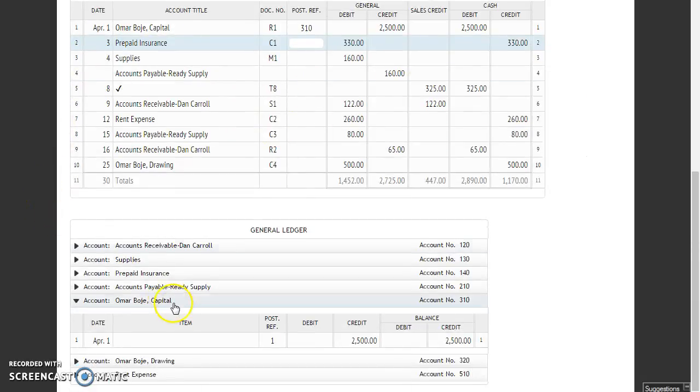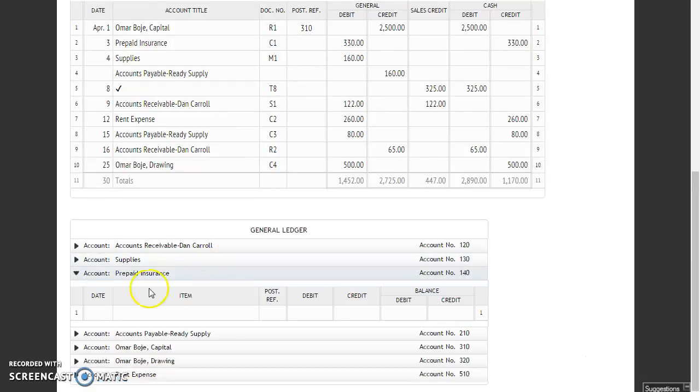All right, next one, prepaid insurance. Let's go ahead and close this and get prepaid insurance open. All right, April 3rd, journal page 1. We have a debit of $330 taking place. Now, prepaid insurance normal balance is debit, so therefore we're going to have a debit balance running here. We're starting off at 0. We have a debit taking place of $330, new balance $330. Account number 140, 140 back on our journal.